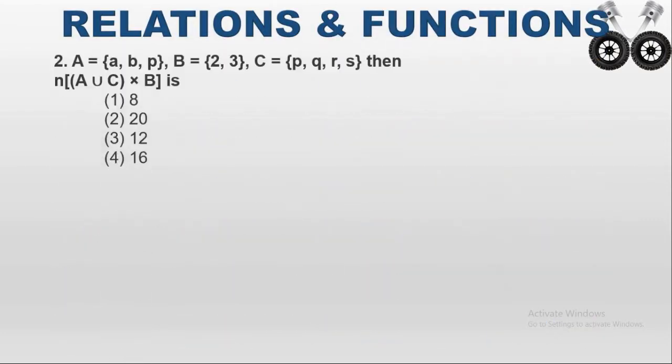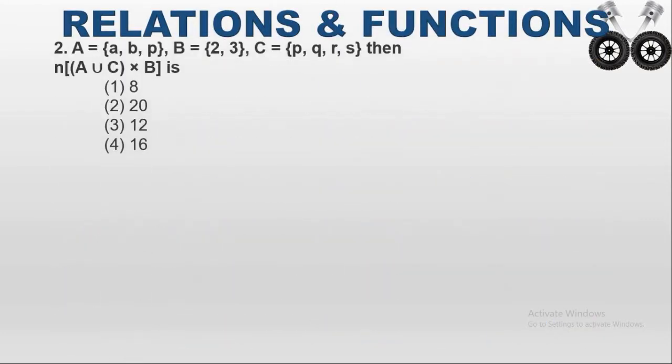Next one is question number 2. A equal to a, b, p and B equal to 2, 3, C equal to p, q, r, s. Then n of A union C cross B is. So what is the problem given here? Sets A, B, C are given. Using them you have to find n of A union C cross B. So first you have to find A union C and the number of elements in A union C. Similarly, you have to find the number of elements in B. Then you multiply these two numbers and you get the answer.